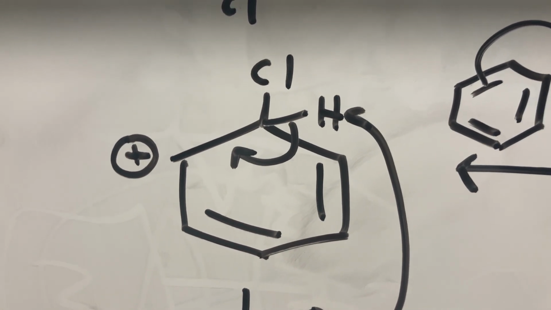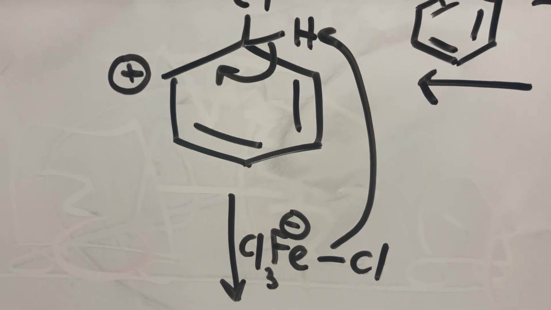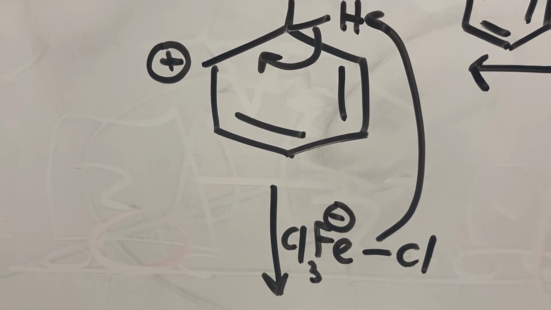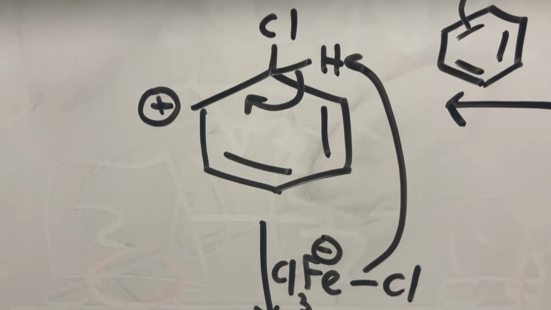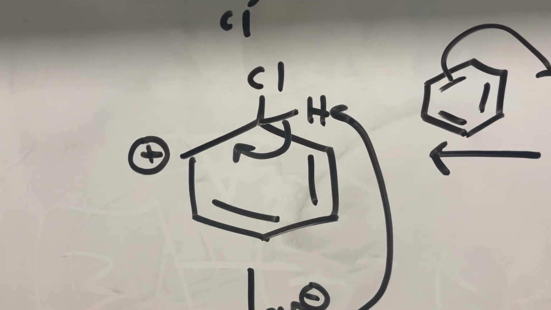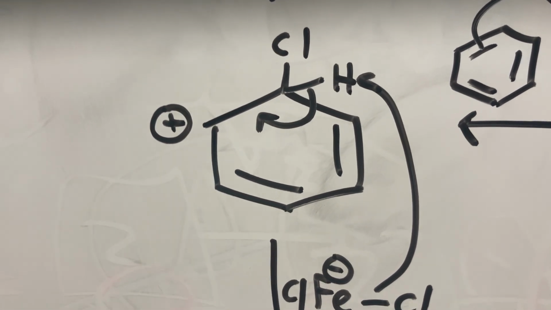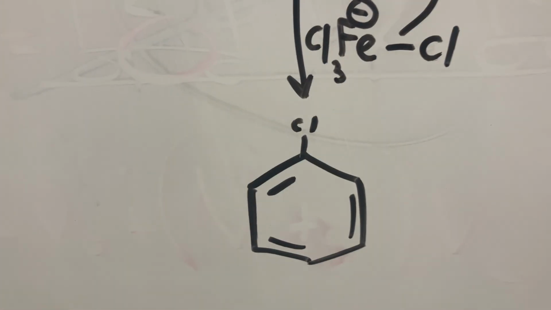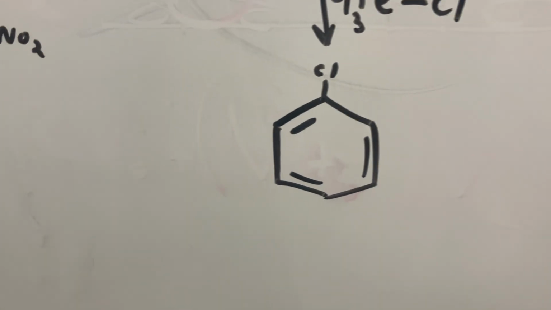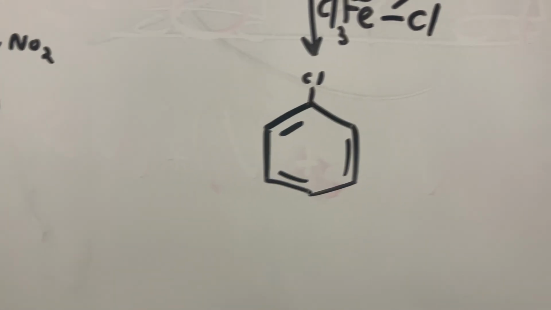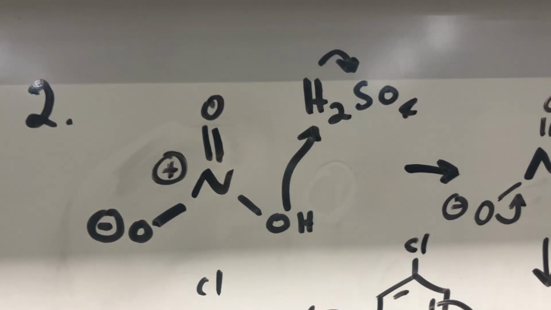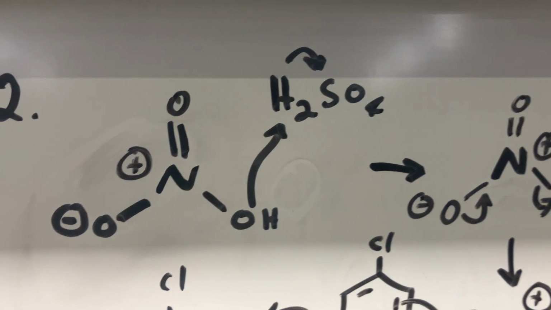And then how you restore that is the iron tetrachloride ion is going to act as a base and basically deprotonate the carbon that the chlorine was added to, and then those electrons will go and become a new pi bond, restoring aromaticity. So now we have monochlorinated benzene. The second step is we are going to add the NO2s, or the nitro groups. Yeah, that's what it's called.